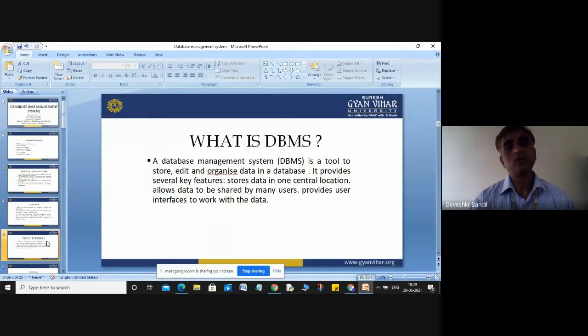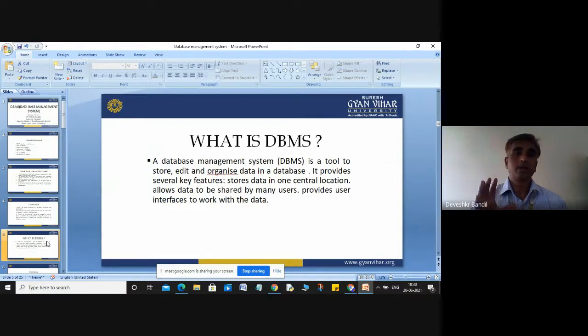That's why I had told you, you can also say that DBMS is your tool to store the data, edit the data, and organize the data in your database. It provides several key features like storing data in one central location, allowing data to be shared by many users, and providing user interfaces to work with data.